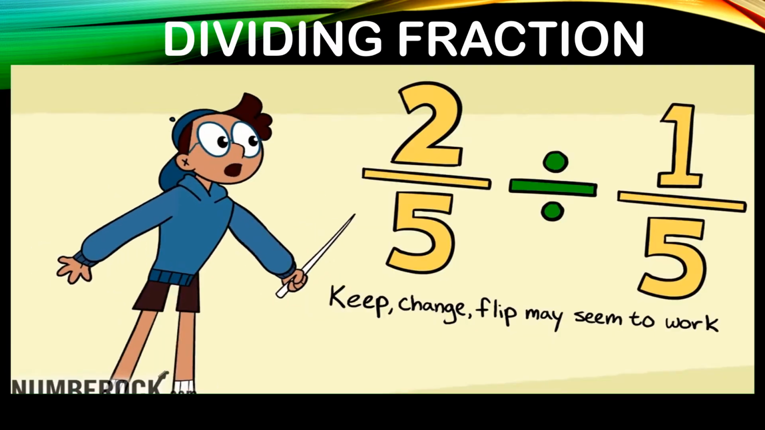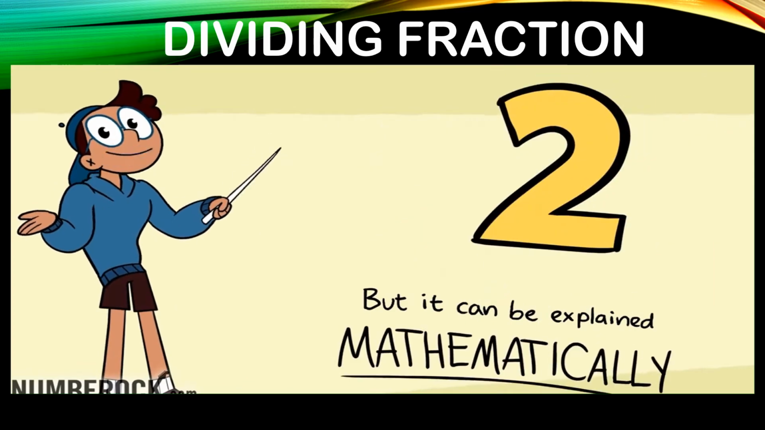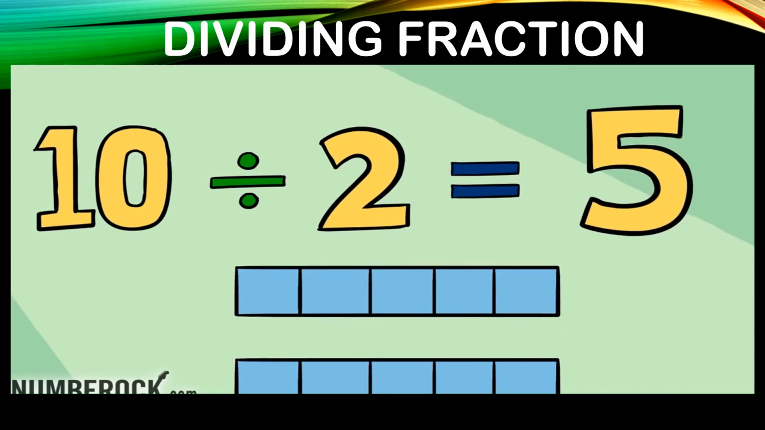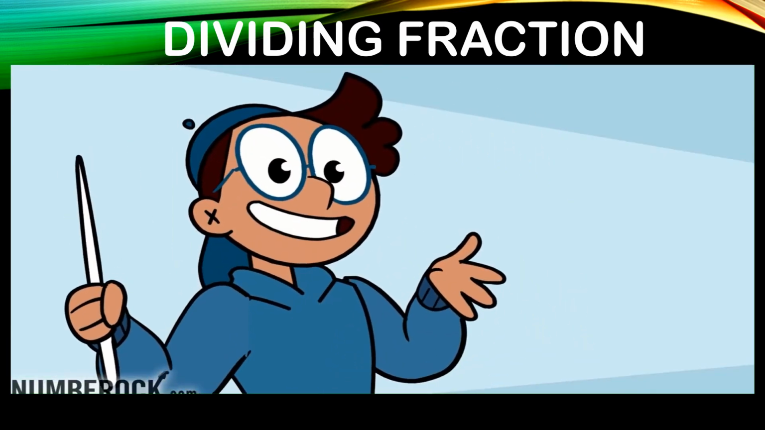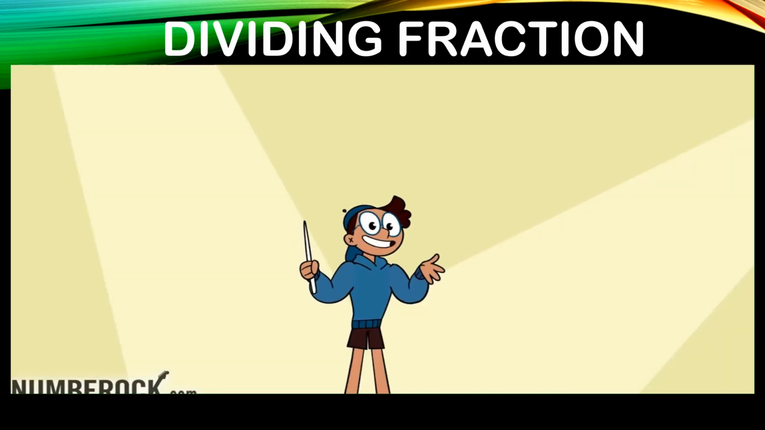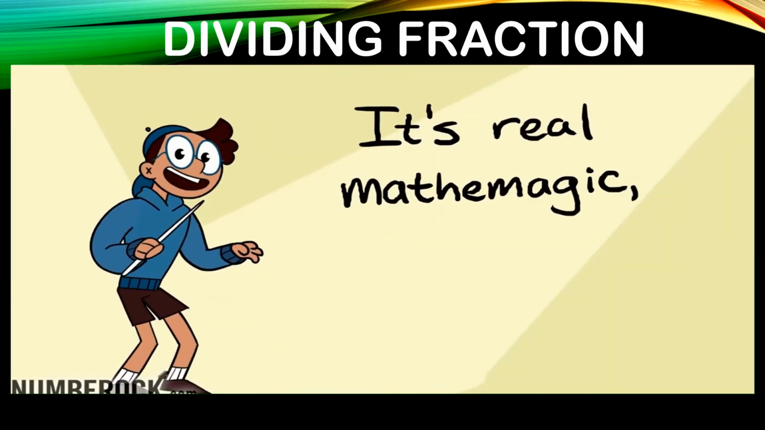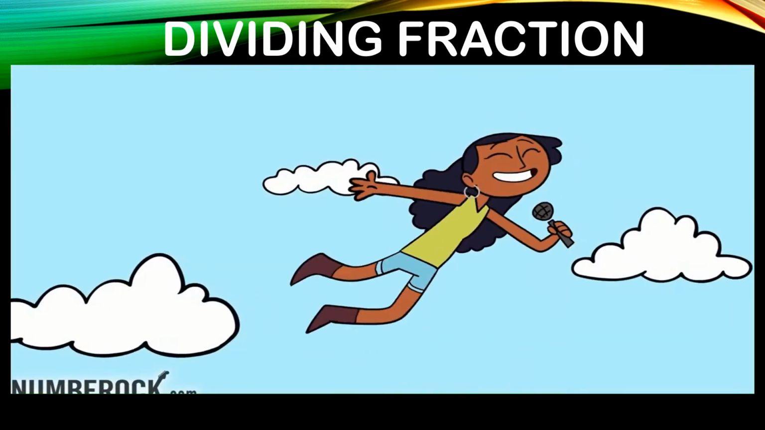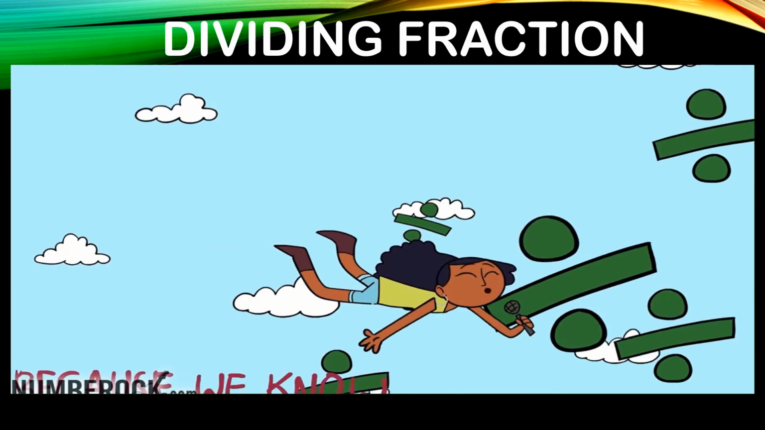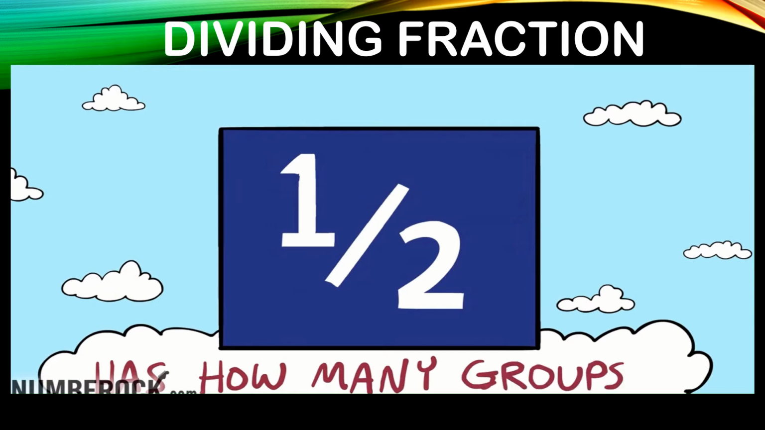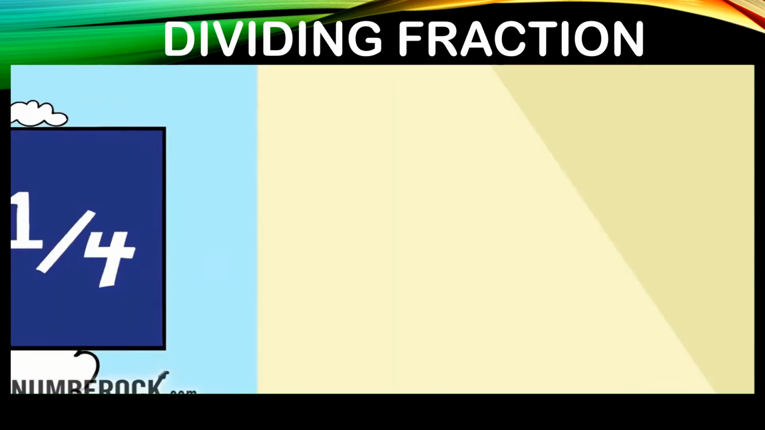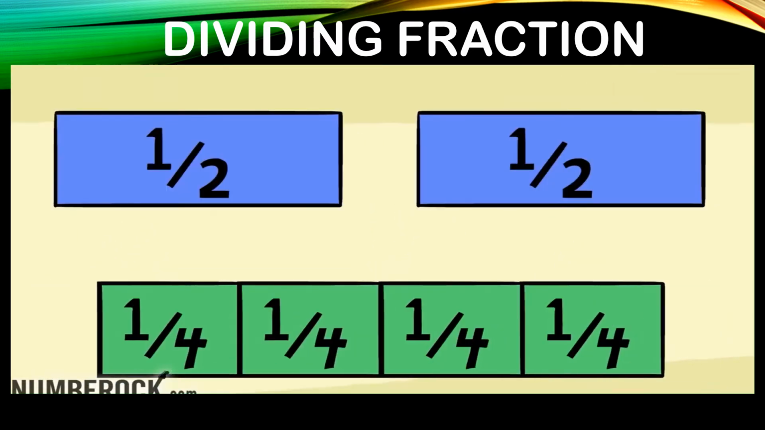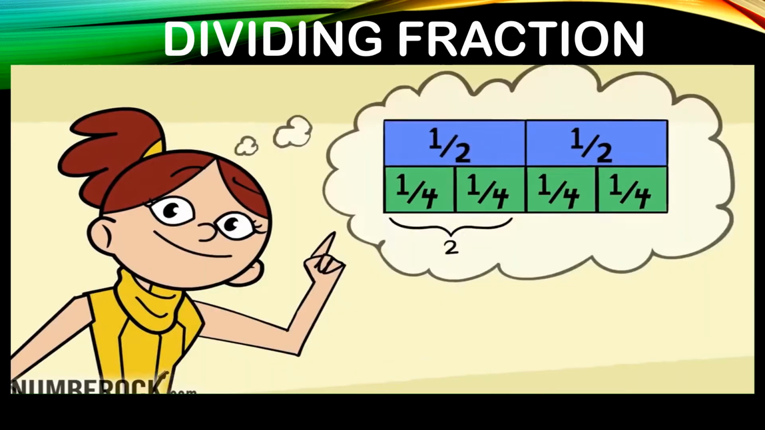Keep, change, flip may seem to work magically, but it can be explained mathematically. With the number 10, we can divide by 2, and that will leave 5 in each group. Or we can find that 5 through a different path by multiplying 10 by 2, flip to 1/2. It's the trick that never fails, called keep, change, flip. It's real magic, so use this tip. We understand with these problems we love, because we know division means has how many roots Let's explore that thought. How many groups of fourths does 1/2 got? 2 fourths fit into 1/2 perfectly, and we found the quotient mentally.